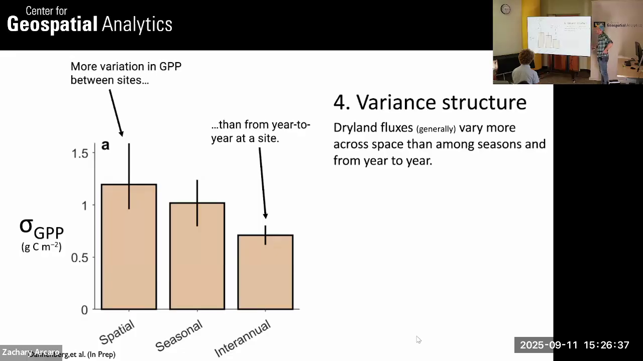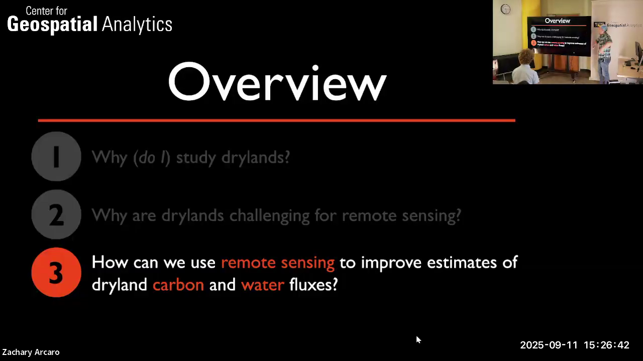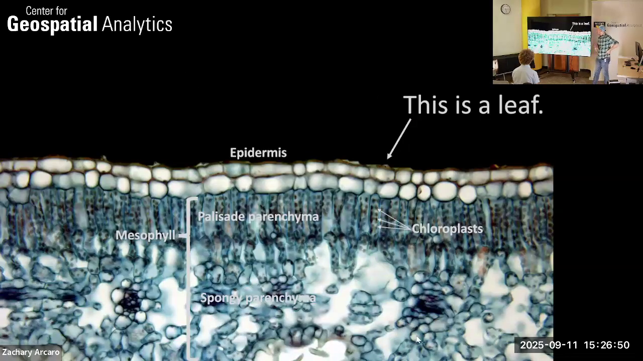So I'm going to talk a little bit about how we deal with some of these problems in the approaches that we're doing. And so that's what we'll get to now. We'll talk a little bit about what we are doing to actually improve on our ability to monitor carbon and water fluxes with remote sensing. So I'm going to talk very briefly about how we remotely sense ecosystem function and how remote sensing relates to the things that we're trying to estimate.